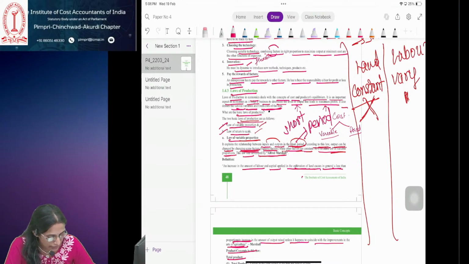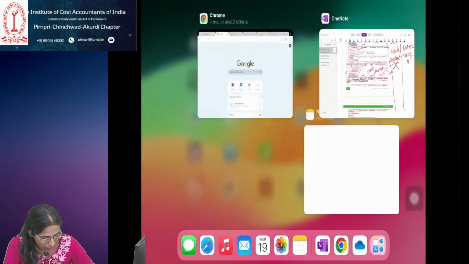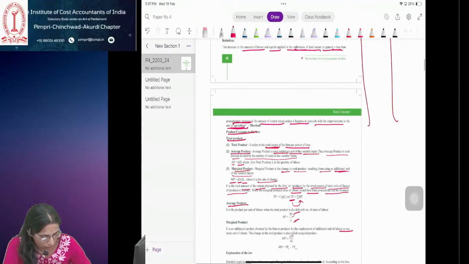So it is called law of variable proportion. What is it explaining? Can anyone explain to me in short what the law of variable proportion is? Just a summary. We'll see how much you got it. I want to see whether you have got it or not. I will help you. If you go wrong or need help, I will be there. Just recall whatever you understood and help me.